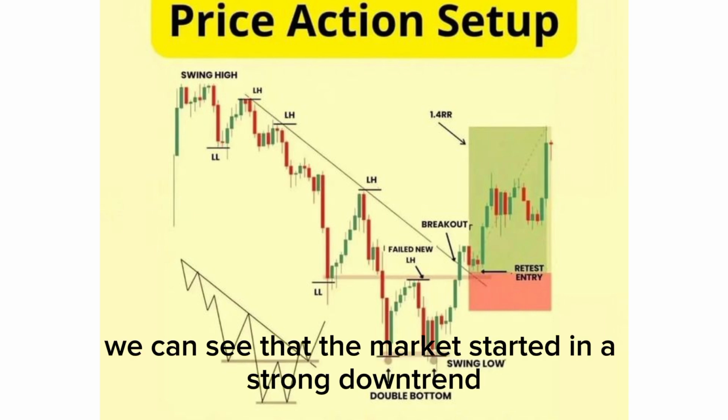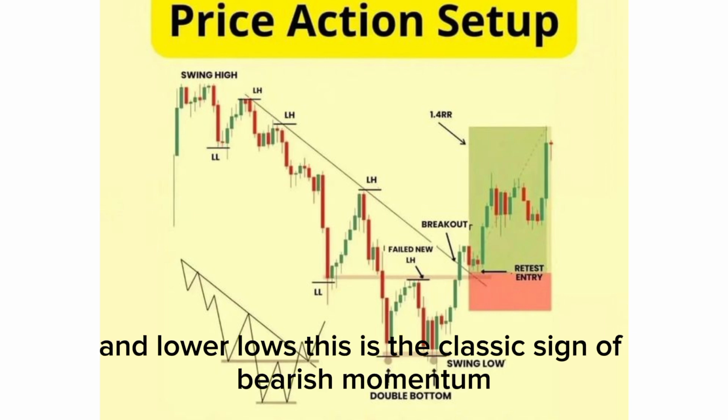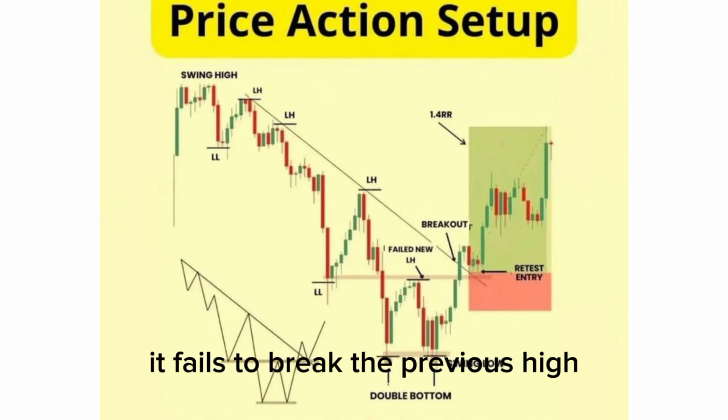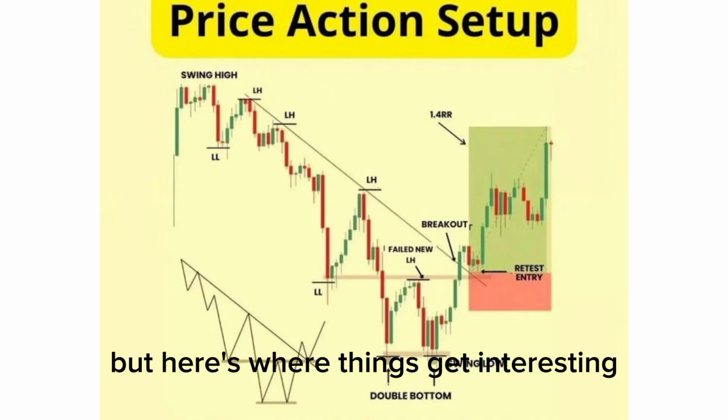On this chart, we can see that the market started in a strong downtrend. Notice how price kept creating a sequence of lower highs and lower lows. This is the classic sign of bearish momentum. Every time price pushes down, it fails to break the previous high and instead makes a new lower high before falling again. But here's where things get interesting.